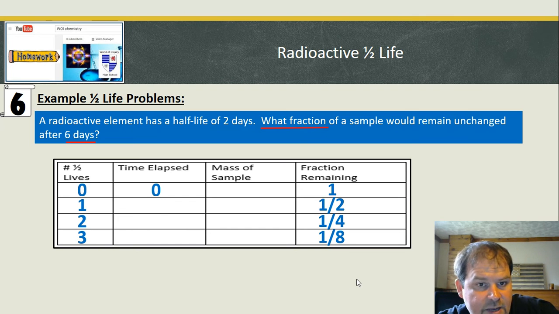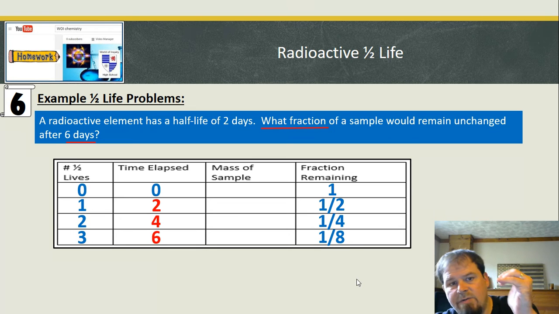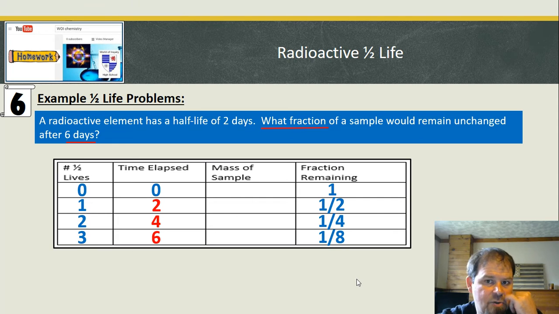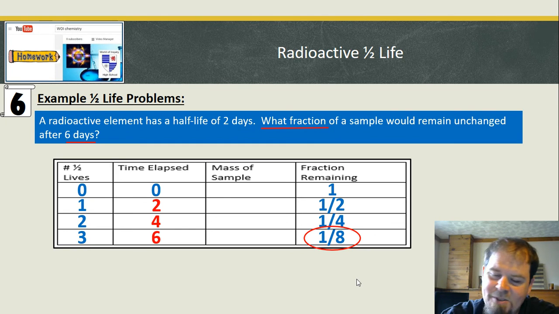So I'm going to start at 2 days. One half-life is 2 days. The next half-life would be 2 more days, which would be 4. The next half-life would be 2 more days, which is 6. Now I get to stop. I started at the 2 days, got to my 6, so I know now that 1/8 would be the fraction remaining after 6 days, because notice they're in the same line. That's how these charts work.